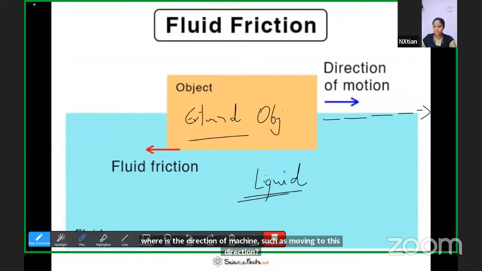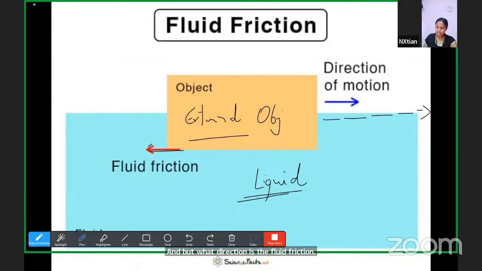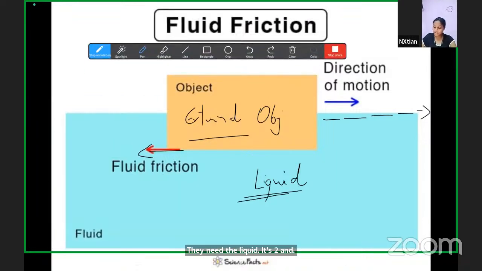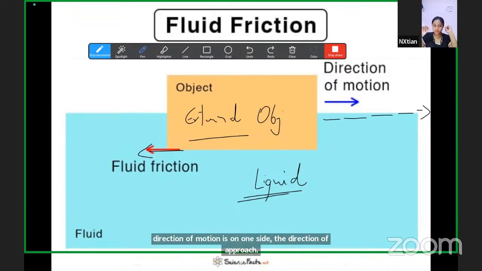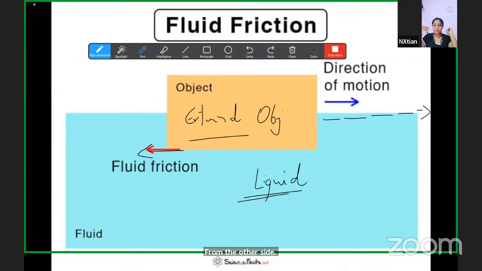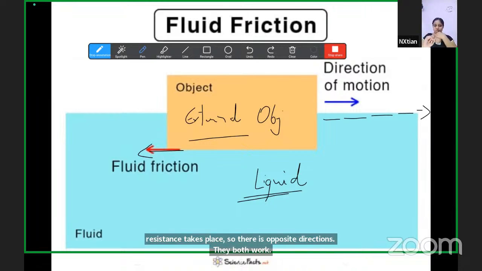But what direction is the fluid friction? Towards the left. So the direction of fluid friction is opposite to the direction of motion. When an object is in water, if the direction of motion is on one side, the direction of fluid friction will be from the other side. Because resistance takes place, there are opposite directions. They both work, the fluid friction and the motion.